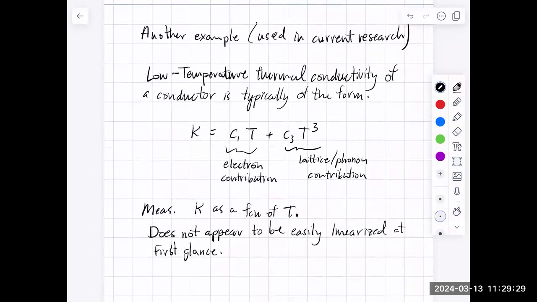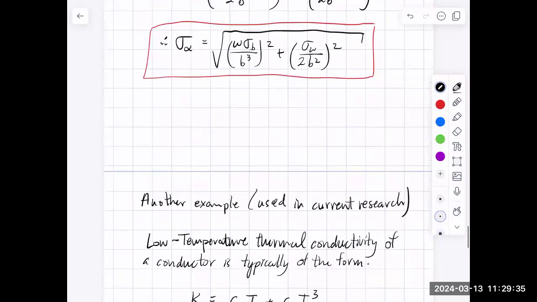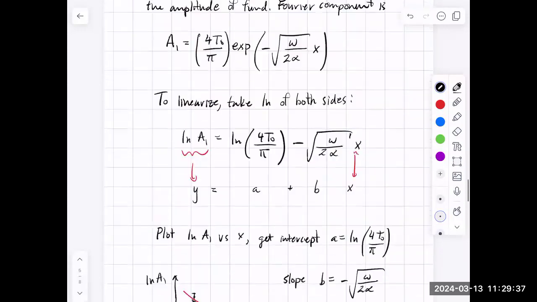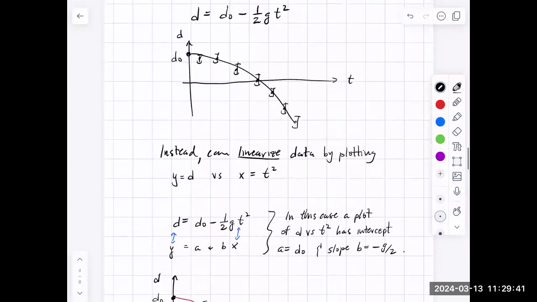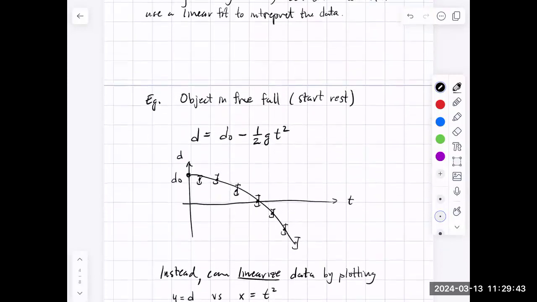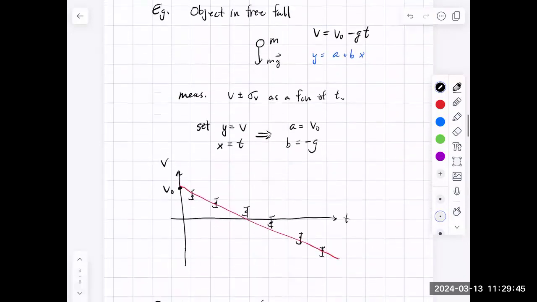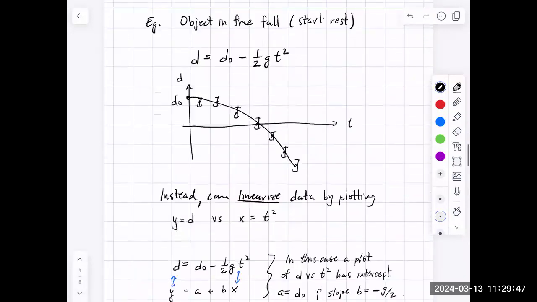So I'll give you a hint. On our y-axis, we're not going to plot just kappa. In all our other examples, we ended up plotting the ln of A1. Here, D was equal to some stuff, and we plotted D on the y-axis. V was equal to some stuff, we plotted V.